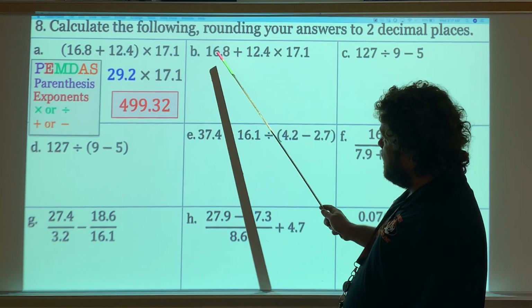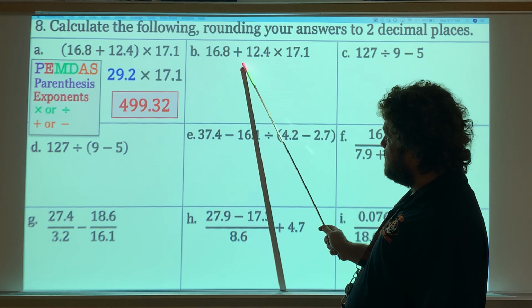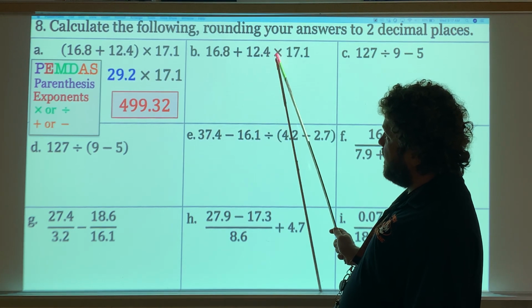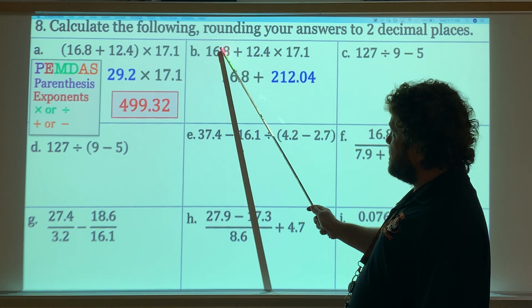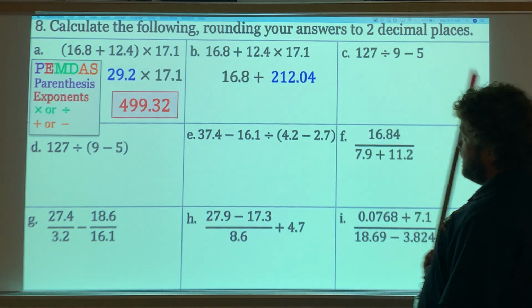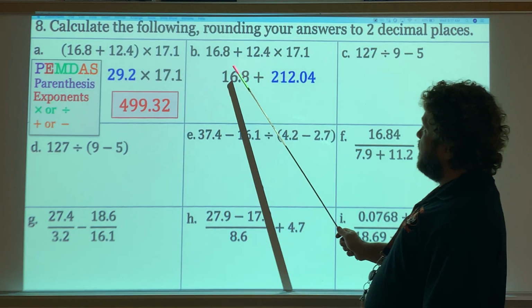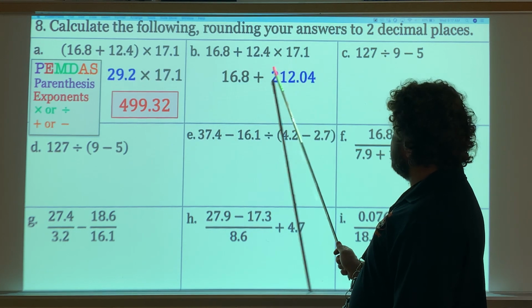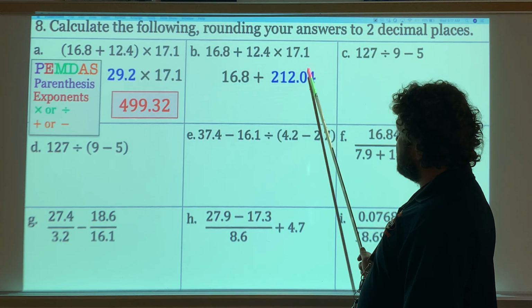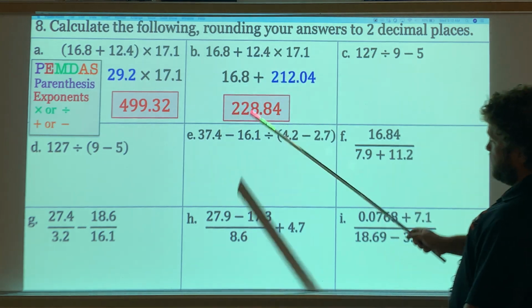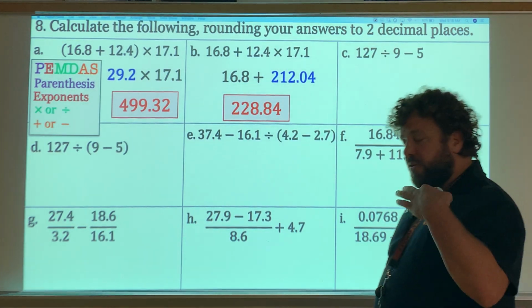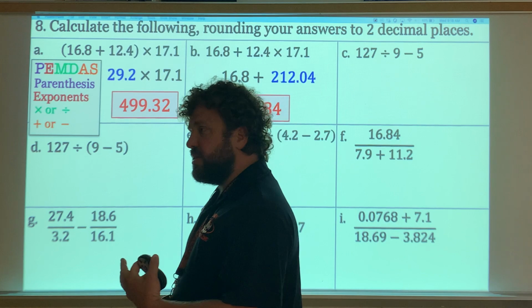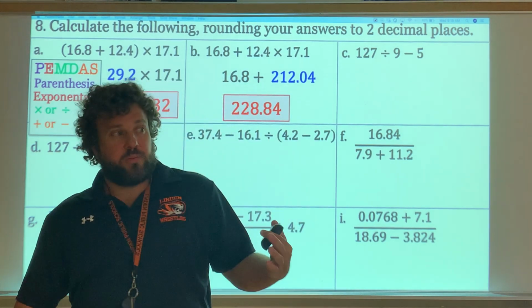Next one. What do you think you do first here? Multiply comes before addition. So 16.8 plus 212.04. Add these together and watch what happens. You get an answer, and you don't need to round it because it already only goes to 2 decimal places. So it's 228.84. You just put what your answer is.